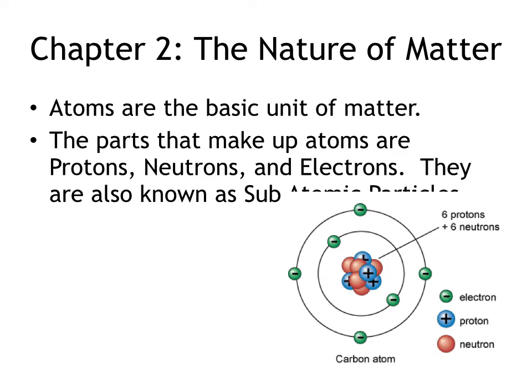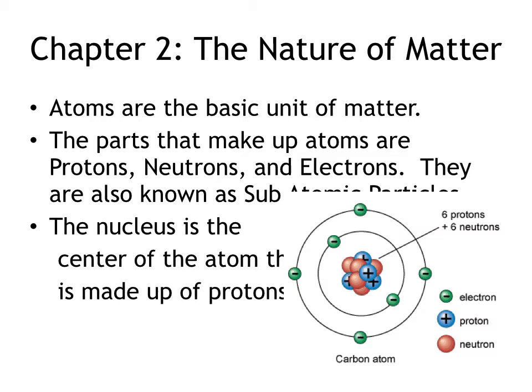Subatomic particles. All right, the nucleus is the center of the atom and is made up of protons and neutrons. Okay, so if we take a look at this image right here, we see in the middle those blue circles with the plus sign and the red circles that are empty. So what that means is that the protons in the middle, in the nucleus, contain a positive charge, and the neutrons, the red dots, have no charge. And as we see circling the nucleus, the negatively charged electrons.